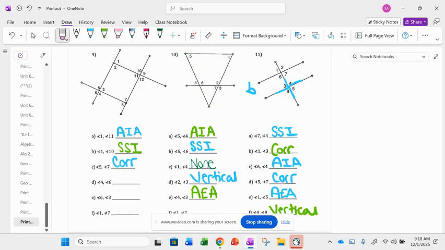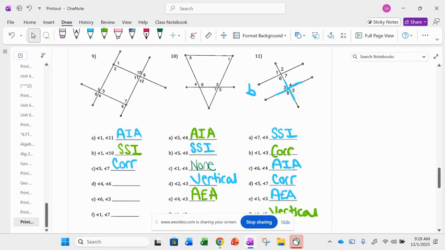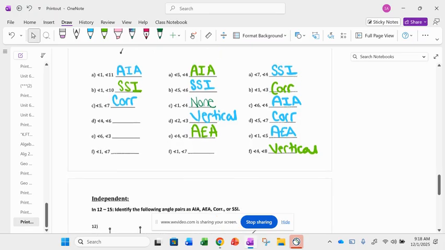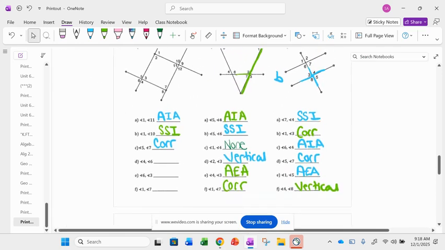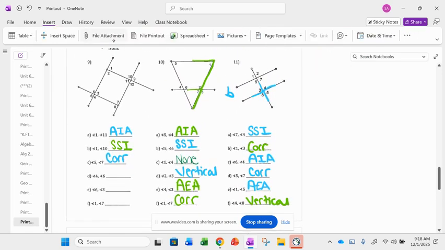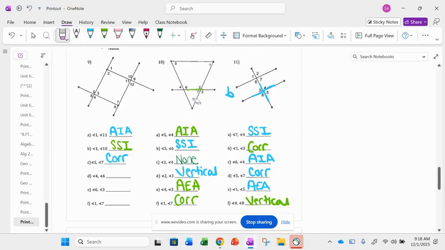Okay. Last one, 1 and 7. What are those? They make the F. They're corresponding. Oh, wow. I skipped a lot, guys. I only did the first 3 of every one. Is that what happened? Yeah, I thought you were doing that because you can only see those top ones. I think I didn't know that there were more.